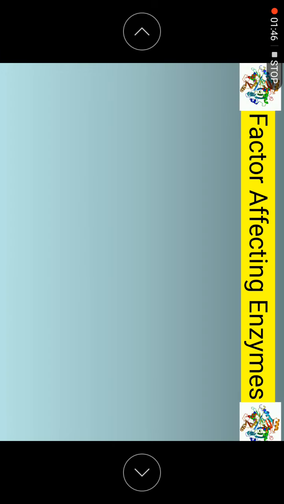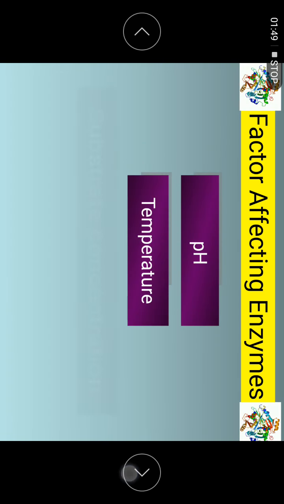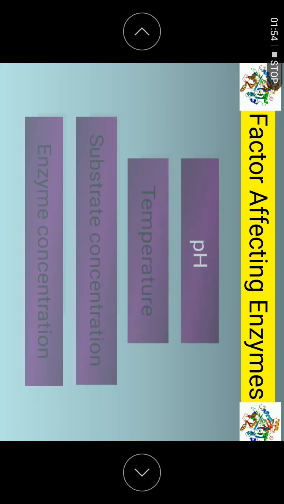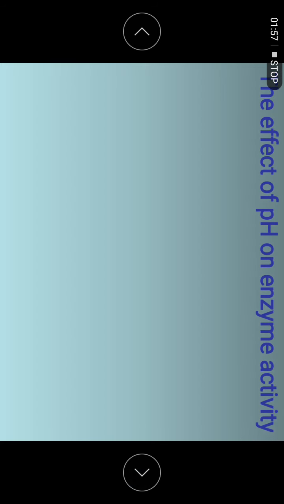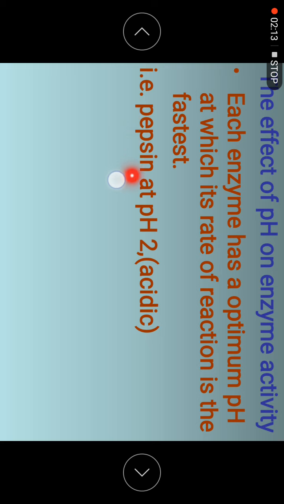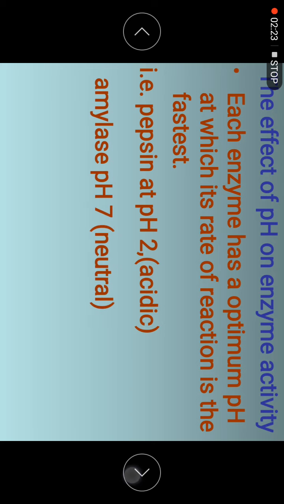Okay, come. So let us see the first one: pH, temperature, substrate concentration, and then enzyme concentration. The first one, pH. So how does the pH affect the enzyme activity? Every enzyme will have its own optimum pH. Optimum pH means the pH at which the rate is fastest. For pepsin, if you remember, pepsin is in the stomach, the best pH will be 2. pH 2 is the best pH for the enzyme to react.